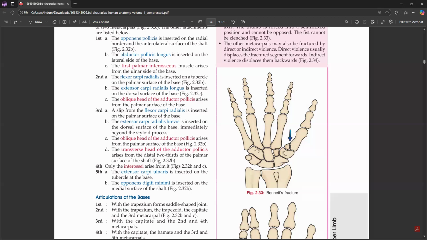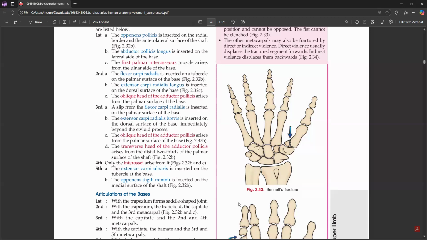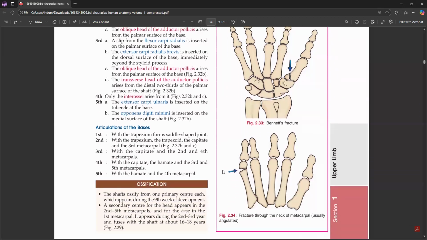The oblique head of the adductor pollicis arises from the palmar surface of the base, figure 2.32b. The transverse head of the adductor pollicis arises from the distal two-thirds of the palmar surface of the shaft, figure 2.32b. Fourth, only the interossei arise from it, figures 2.32b and c.